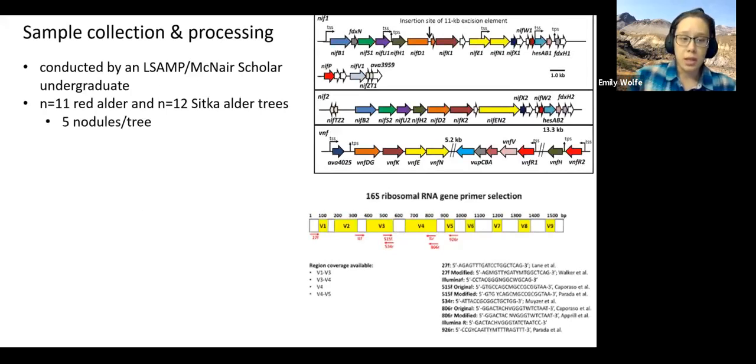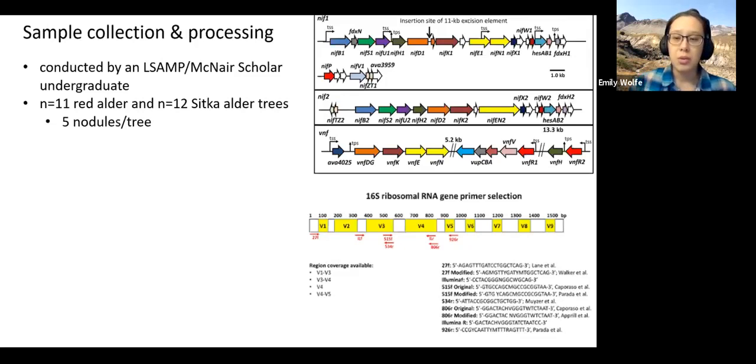These were surface sterilized using successive washes of bleach and DI water. And then they were extracted using a Sigma extract and amp kit. We did NIF-H and 16S genes. Those were amplified with PCR, and then we sent those for Sanger sequencing.